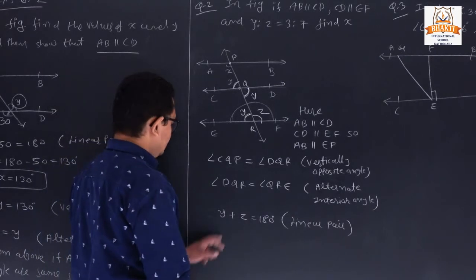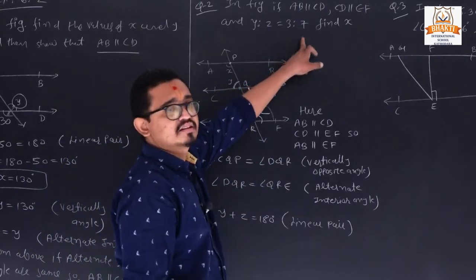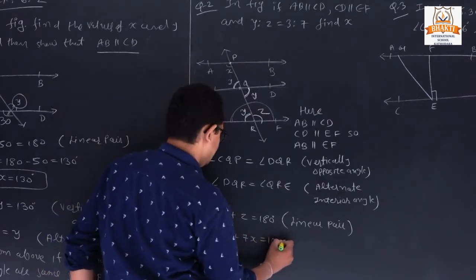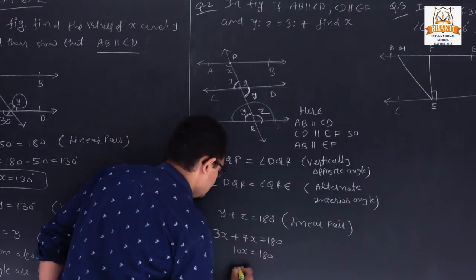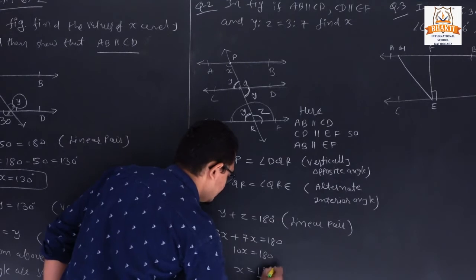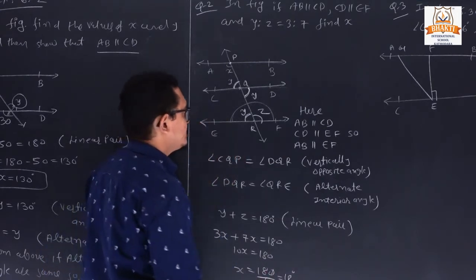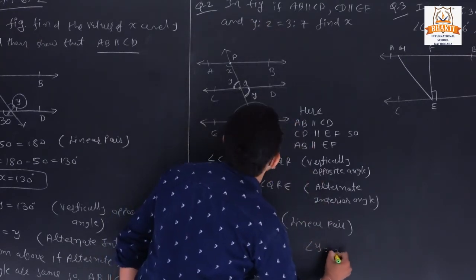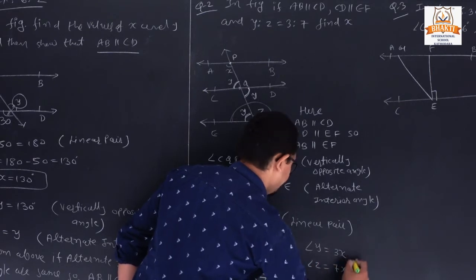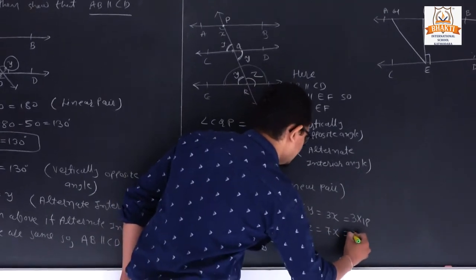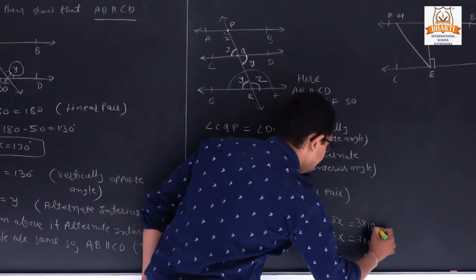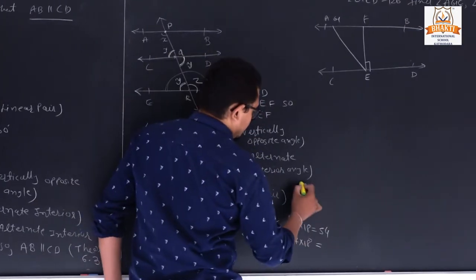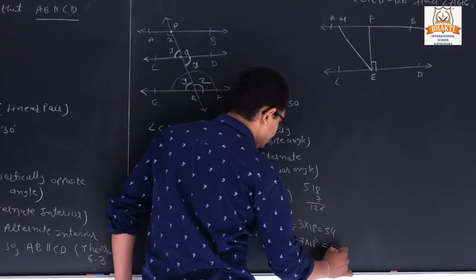Now next, the ratio is given 3:7. So here I am writing 3x plus 7x is equal to 180. So 10x is equal to 180. So x is equal to 180 divided by 10. 0, 0 cut. So it is 18 degree. So it means what? What is angle Y? It is 3x and it is 7x. So 3 into 18 and 7 into 18. So 18 3s are 54. Now 18 7s are 126.